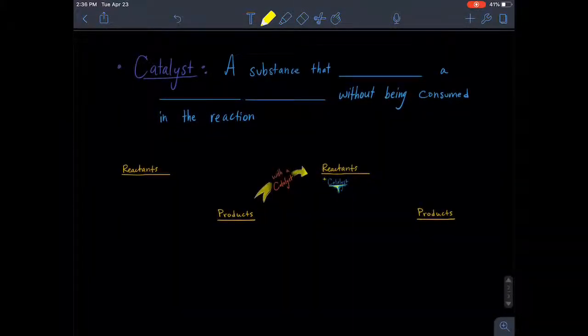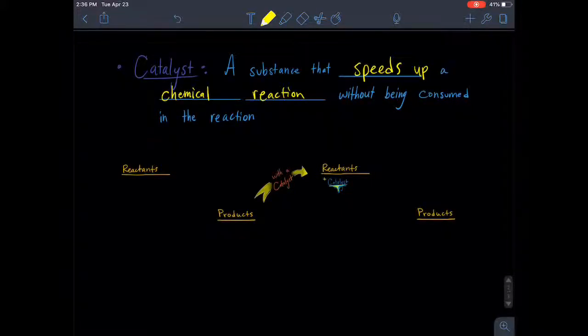So let's define what a catalyst is. A catalyst is a substance that speeds up a chemical reaction without being consumed in the reaction. So we added the yeast, and it was not actually consumed by the hydrogen peroxide, but it gave that extra encouragement to speed up the reaction.